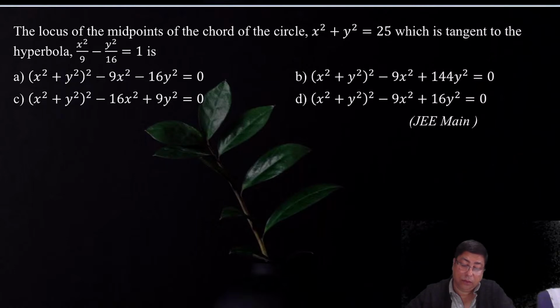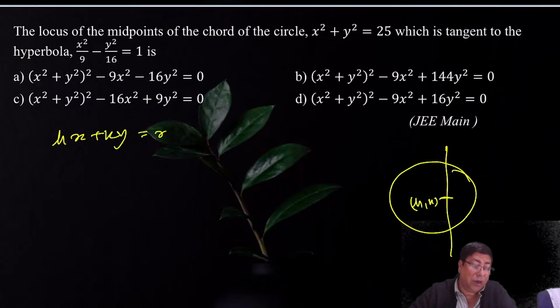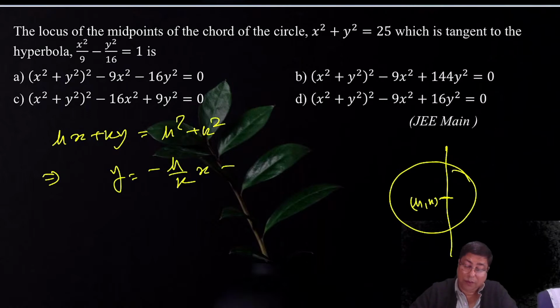Therefore, locus of the middle point of the chord. This is coming to be (h, k). Therefore, let us find this. Let (h, k) be the middle point of the chord, so the equation of the chord is hx plus ky equal to S1, h square plus k square. So y equal to mx plus c, if we just break it, y equal to minus h by k x plus h square plus k square divided by k.